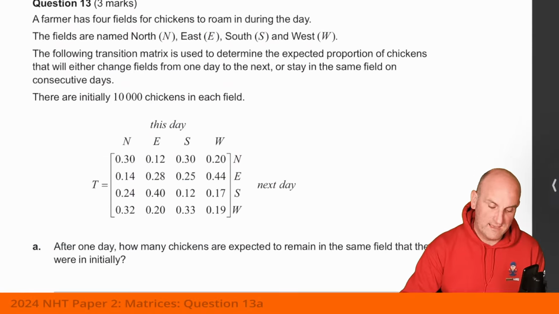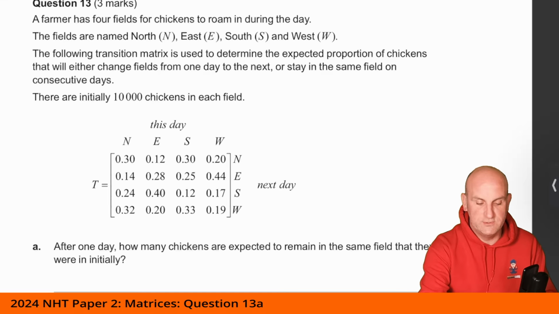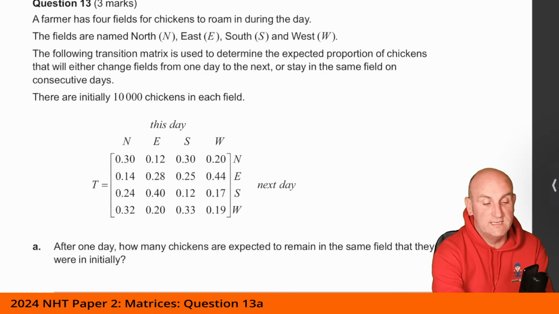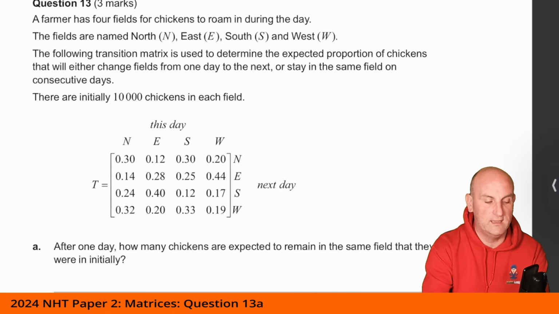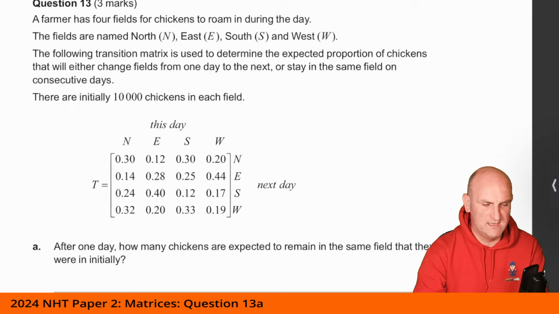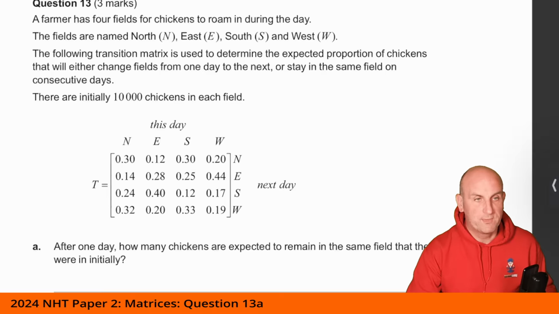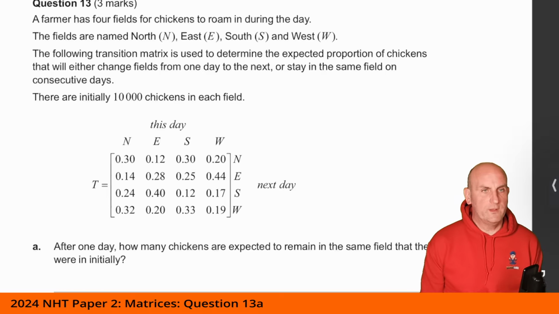Right. A farmer has 4 fields for chickens to roam in during the day. This question was quite challenging, particularly parts B and C, because it was an interpretation thing. And I have to say, the first time I did this, I was like, huh? But the fields are named north. So what have we got? 4 fields of chickens. North, east, south, and west.